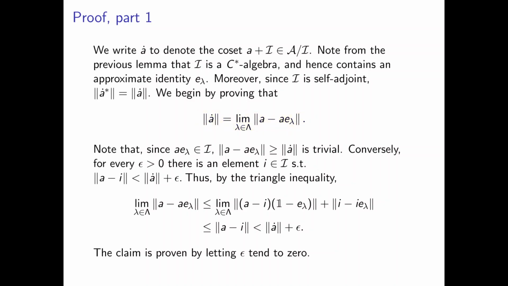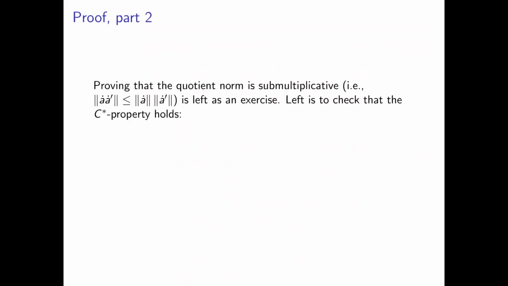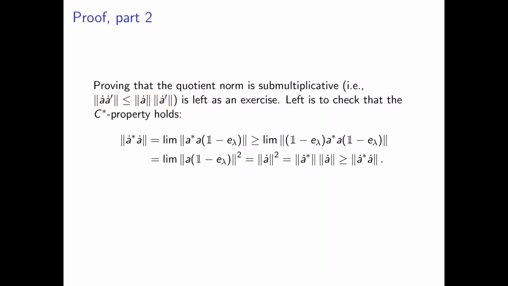But this was not really what we wanted to prove. We wanted to prove that the quotient algebra is actually a C-star algebra with this norm. And proving that this quotient norm is submultiplicative, that it satisfies this property, is not something that I'm going to go over. It's something that you can either look up or do as an exercise for yourself. So left is then to check that the C-star property holds. And this we can do in the following way.